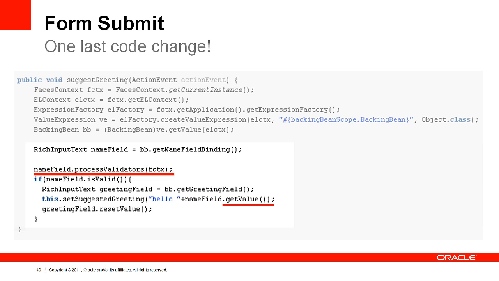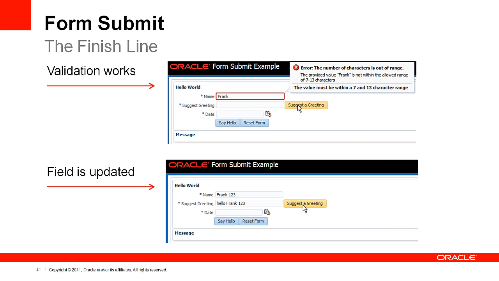And now, voila, what we see is that if the string that we provide for the name field does not meet the requirements of the validator, we see a validation error. If it does meet the validation criteria, we see the proper suggest string.